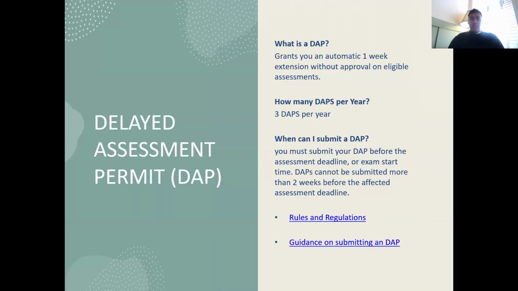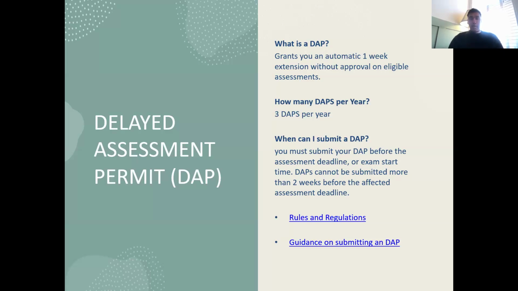So next slide, please. Delayed assessment permits. All taught students are entitled to 3 DAPs per academic year. A DAP gives you pre-approved flexibility on eligible assessments. Unlike ECs, a DAP provides you with an automatic extension. No approval process is needed here.